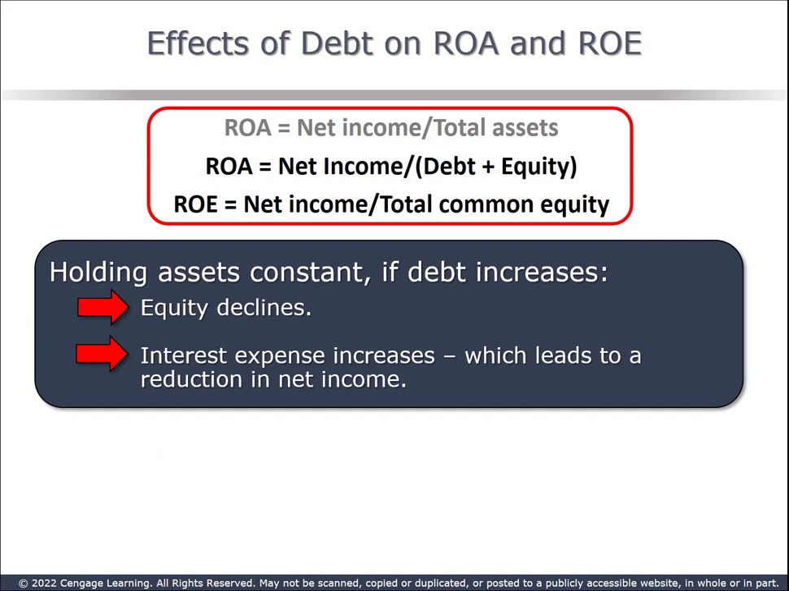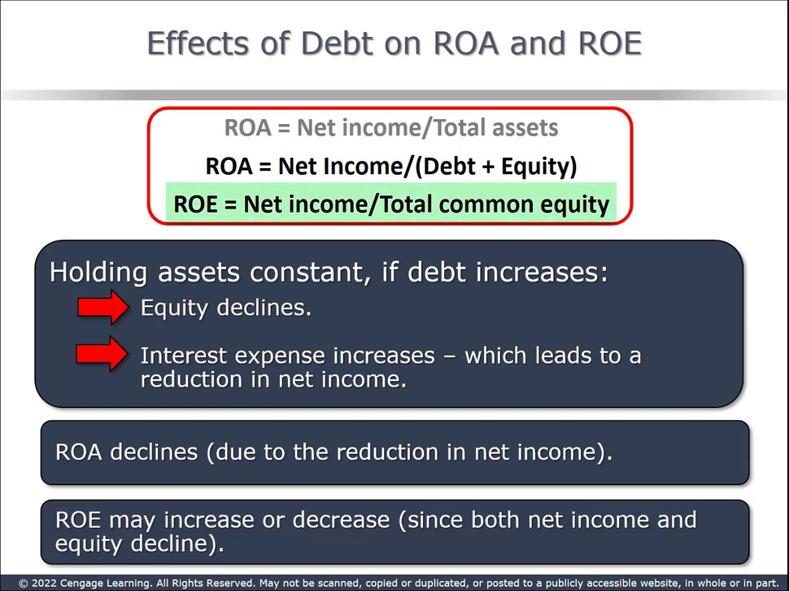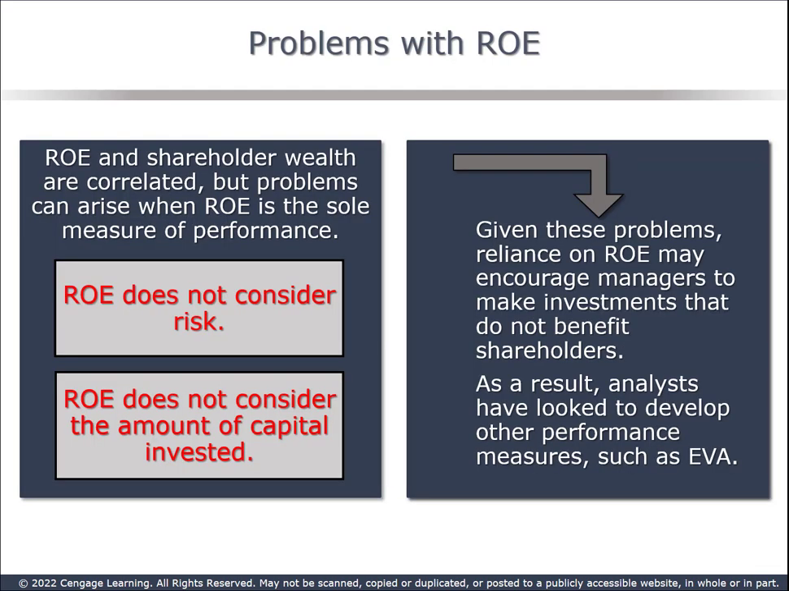Think about these two return metrics. Think of ROA as net income divided by debt plus equity. Consider the balance sheet. Holding total assets constant, if debt increases, equity declines. More debt, higher interest expense, lower net income, lower ROA, since the numerator declined but the denominator didn't change. The effect on ROE is harder to gauge since net income declines in the numerator, and equity in the denominator declines as well. There are some problems with focusing totally on ROE.